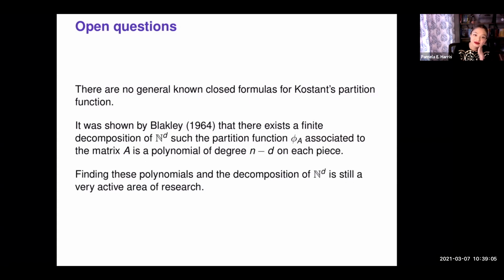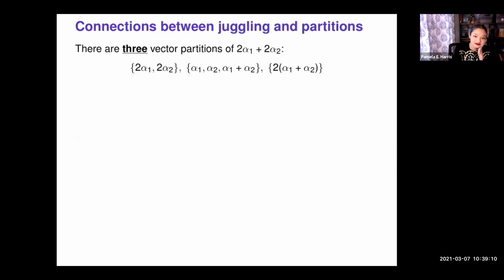So, okay, well, you can't give formulas. And somehow this is connected to juggling. Let me show you how. We already know that there are only 3 vector partitions for this object. Remember, the minimum of the coefficients plus 1, so in this case it is 3. Here they are. The one where I use 2 alpha 1s and 2 alpha 2s. I use a single alpha 1, a single alpha 2, and then the sum of them. And then where I use 2 of the ones that are alpha 1 plus alpha 2. So these are really multi-sets. When I write 2 alpha 1, I mean there are 2 objects of alpha 1.